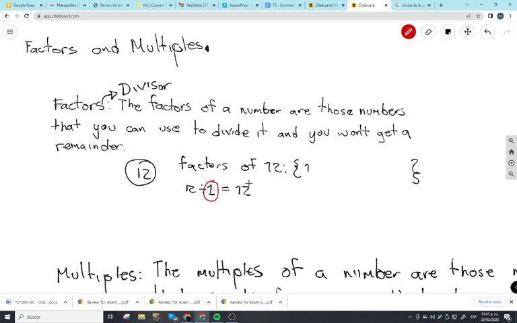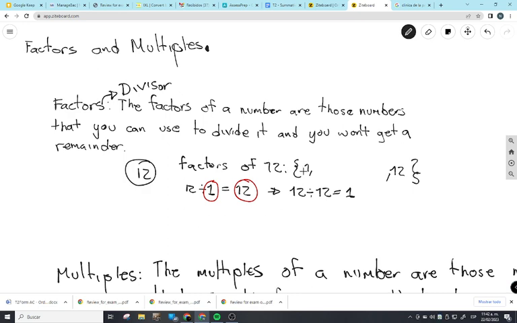But also the number 12. So the 12 itself, it's one of its factors. And you may say, why, teacher? Because we divided it by 1. But let's look at the opposite. 12 divided by 12, and you get 1. Once again, you didn't get a remainder. So 1 and 12 are factors of 12.